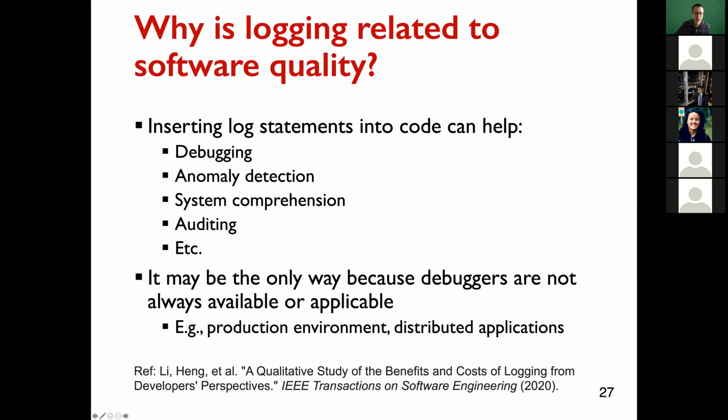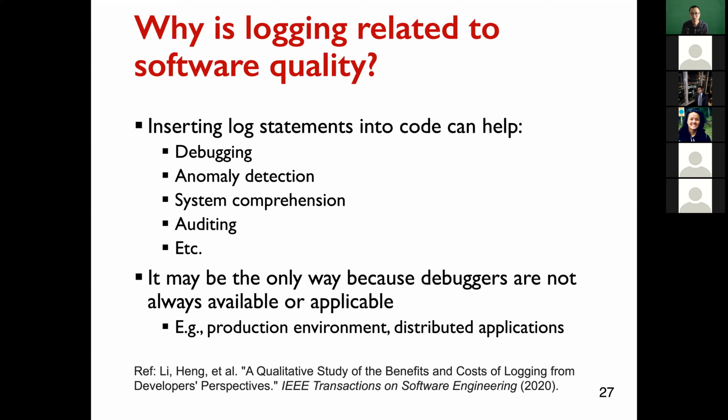And we can use this information to do anomaly detection. For example, we have a log message which shows an error, so we see there might be something wrong, right? Anomaly detection, system comprehension. Sometimes we don't need to look at the code. We just look at the log messages. If the log messages are sufficient, we can understand what happens. The log message can be considered as a storytelling tool, okay?